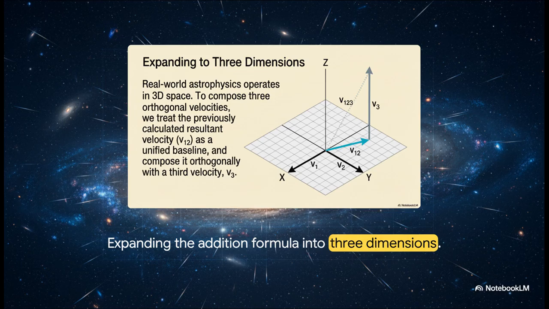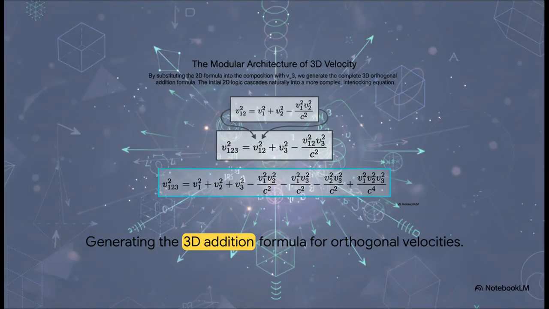To compose 3 orthogonal velocities, we just take the 2D resultant velocity we just calculated and treat that as our new unified baseline. Then, we simply compose it orthogonally with our third velocity. This approach gives us this brilliant modular architecture to play with. By substituting the 2D formula into a third composition, our initial logic just cascades naturally into a much more robust, interlocking 3D equation. It branches out into this incredibly complex web of classical additions, followed by multiple relativistic subtractions, and it even has a final addition term at the very end, just to balance the whole thing out.